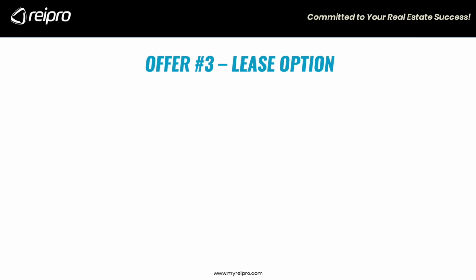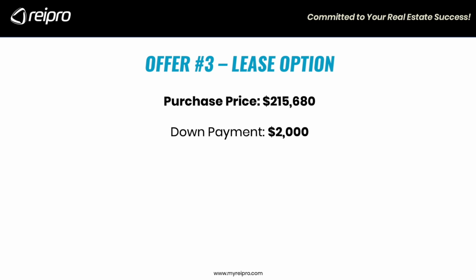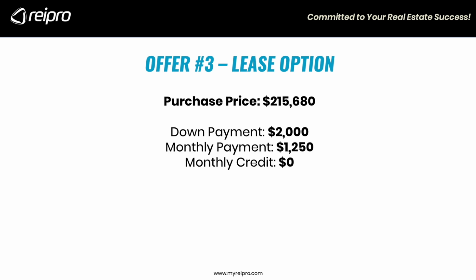Offer number three is our lease option offer. So we set the purchase price at $215,680. Down payment of $2,000. Again, that would be applied to the purchase price. Monthly payment was $1,250. We didn't do a monthly credit, just taking into consideration that we're already a little bit less than their asking price, and I like to try to get as close to their asking price, so I don't want to beat them up with monthly credits. We set the term for 3 years.